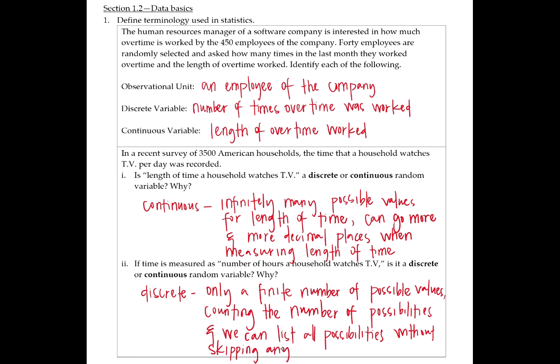So another way to distinguish the difference between continuous and discrete random variables is that in a continuous random variable, we generally measure the value, and in a discrete random variable, we generally count the value. So hopefully that will help you understand the differences between observational units, variables, and specifically discrete and continuous variables.